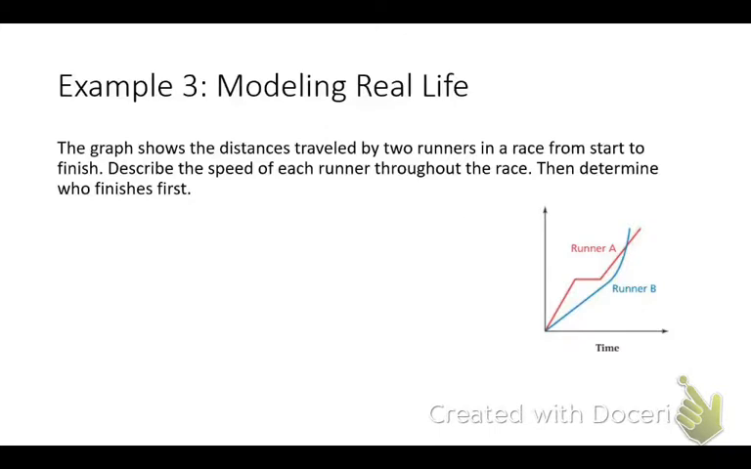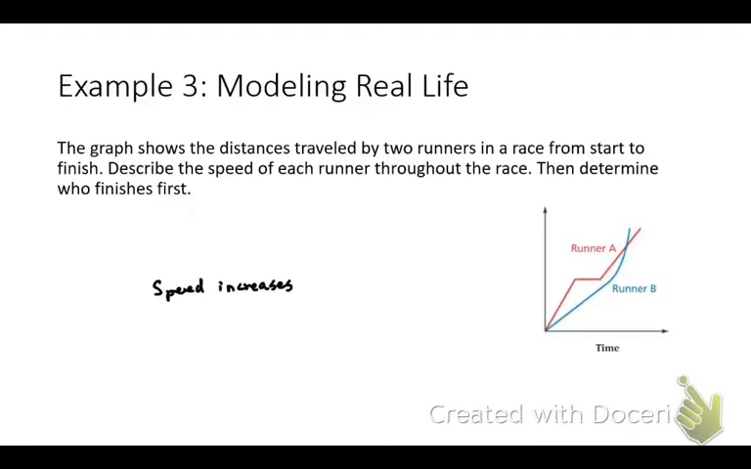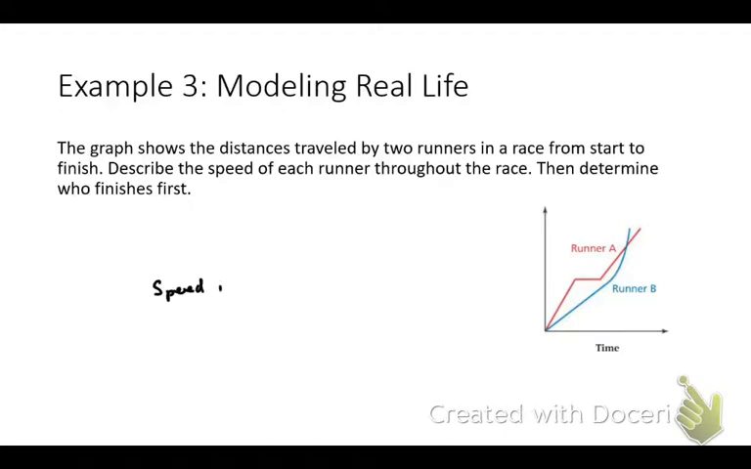Oops, did not mean to hit that button. Hold on. Okay. All right, so what do you see happening with runner B? Tell me, what do you see? Runner B's speed what? Increases gradually. Sorry, I don't know what happened with my slide here. All right, speed increases gradually.